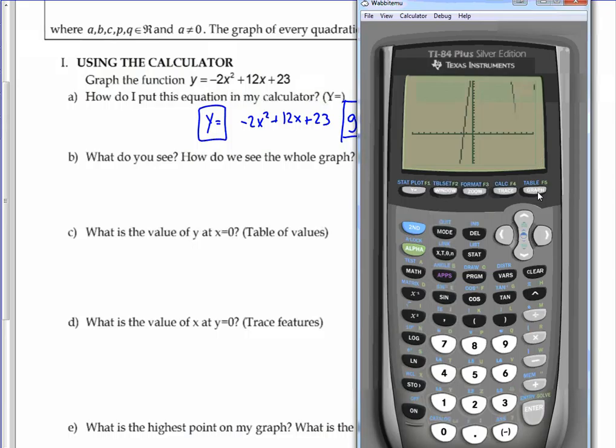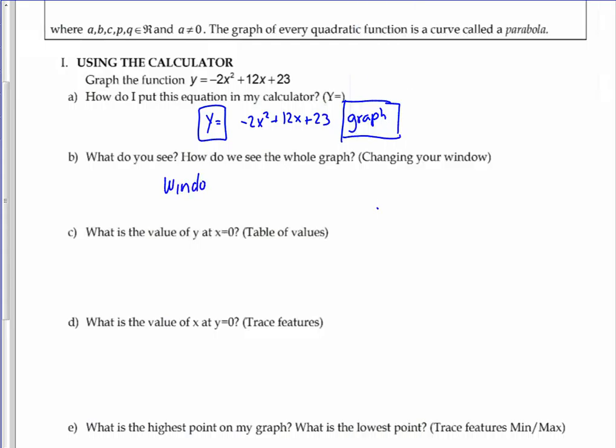Is it high enough? Nope. So push window again. 100. Graph it. Too big. Let's go back. 50. We just need half of it. So I'm going to go to Window. 50 is yes. Then we changed our y max. We made it 50, and let's change our scale to maybe 5 for y.